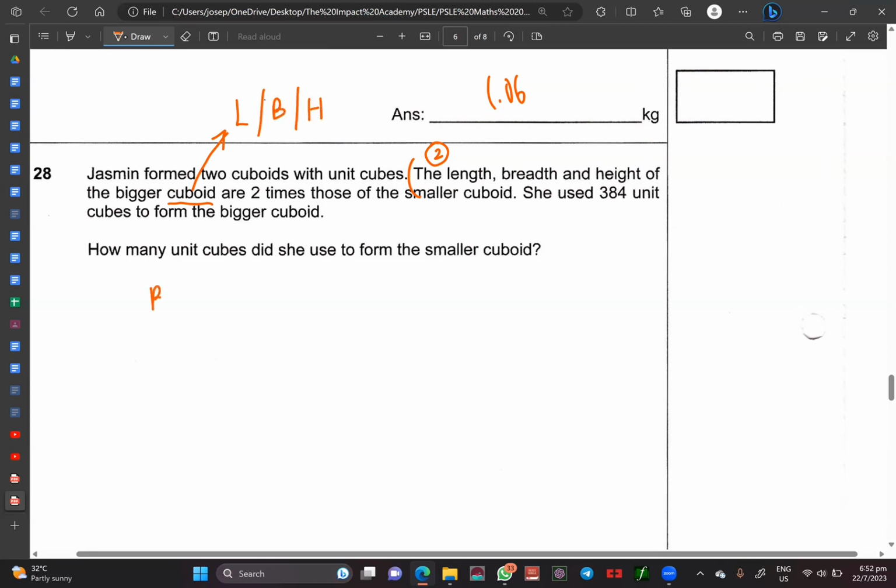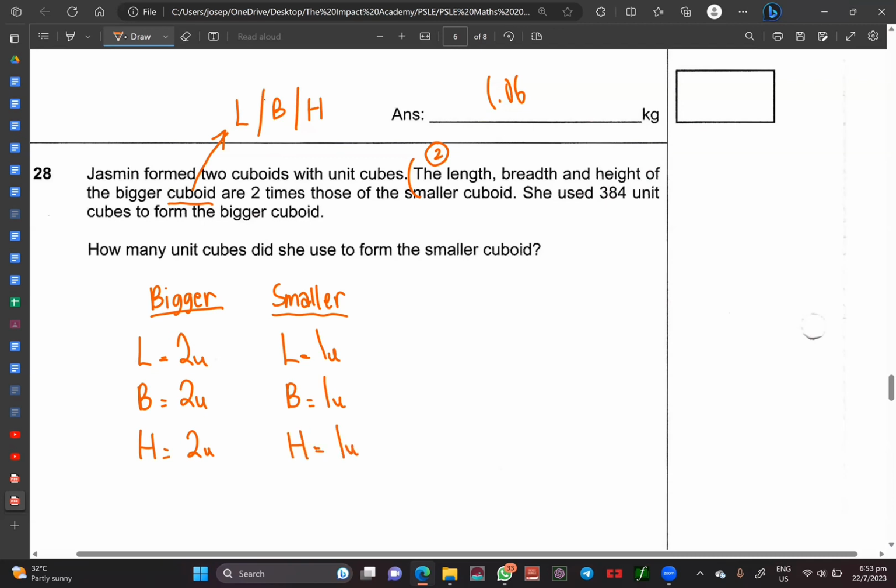Okay, so we have a bigger cuboid, and I know that my bigger cuboid is actually 2 times those of the smaller cuboid. What does that mean? It means that my bigger cuboid's measurement is always 2 times more than the smaller cuboid's measurement. When the bigger cuboid's length is 2 units, the smaller cuboid's length will be 1 unit. When the breadth of the bigger cuboid is 2 units, the breadth of the smaller cuboid will be 1 unit. When the height of the bigger cuboid is 2 units, the height of the smaller cuboid will be 1 unit.